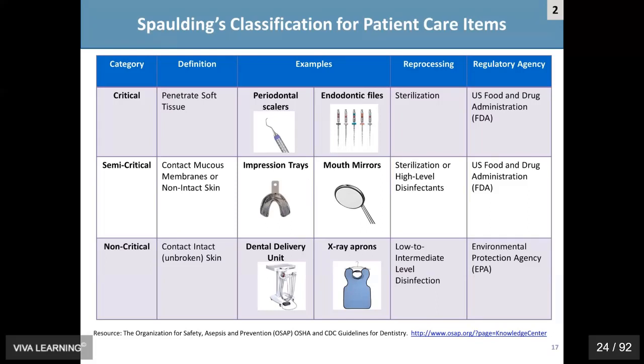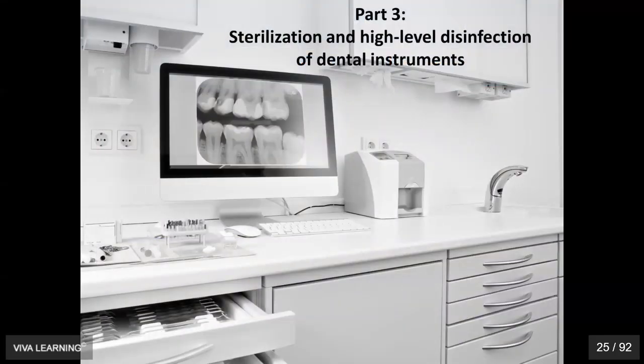And non-critical items, these contact intact skin, so skin that isn't torn up, like your dental delivery unit doesn't really go inside the mouth. Of course, it can touch skin. X-ray aprons, pulse oximeters, blood pressure cuffs, things of that nature. There you're looking at a low to intermediate level disinfectant. Something that's not that harsh and it's not going to destroy this stuff. And we'll talk a little bit later about choosing a disinfectant. So let's talk a little bit about sterilization and high-level disinfection.